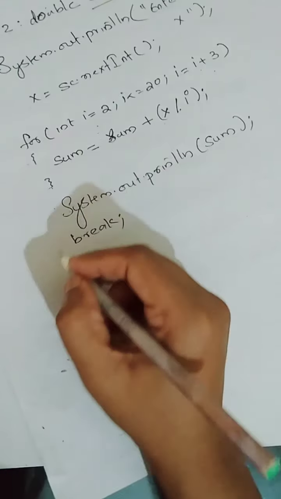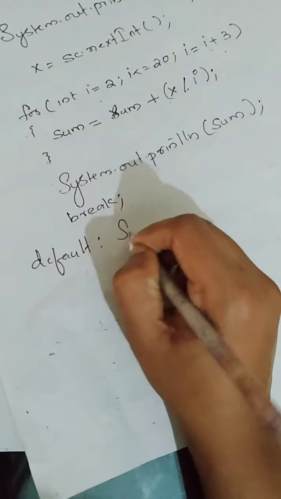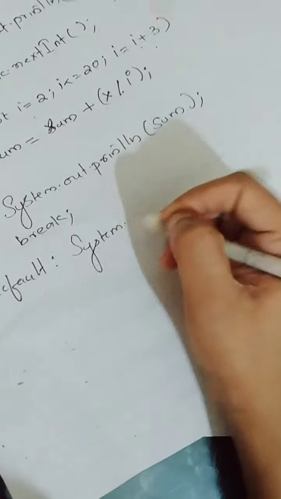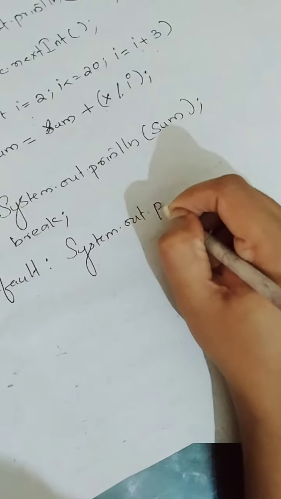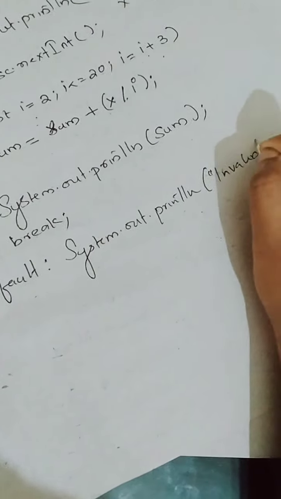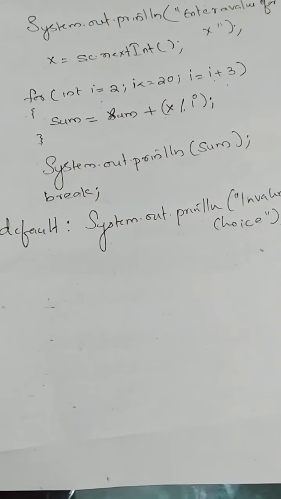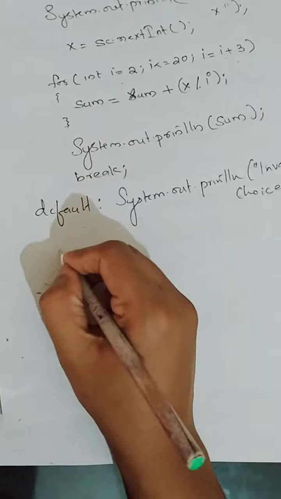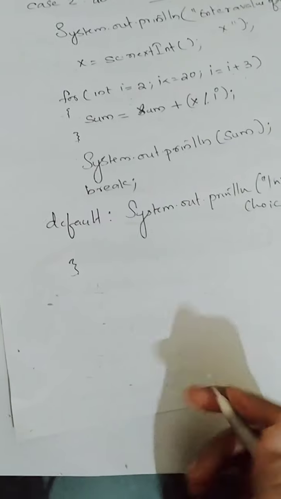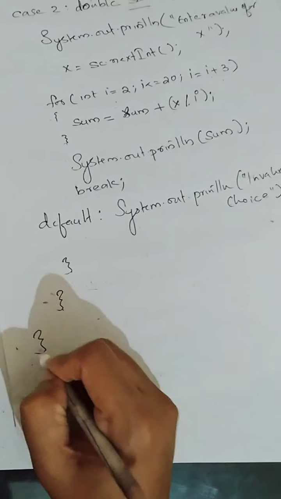2 cases are done. I will give a default one, System.out.println, this is for invalid choice. System.out.println invalid choice. You can omit it, it's up to you, but it is to be given when user enters 3 or 4, 5, 6 any value, and the switch will be closed, and your method will be closed, and your class will be closed.